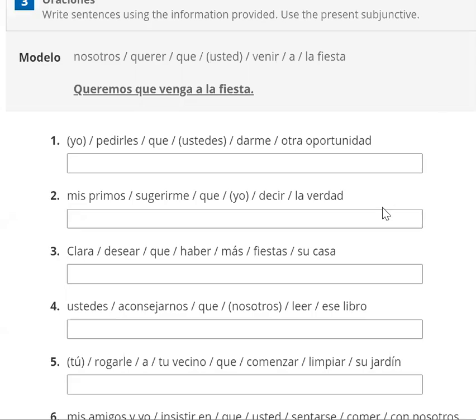Okay, on to our third and final section of the quiz. Here, we're going to take all the elements that are given to us and form a complete sentence. It already tells us in the instructions that we're using the present subjunctive, but we're going to talk about why we're using the present subjunctive. Get more out of this than just simply conjugating it.